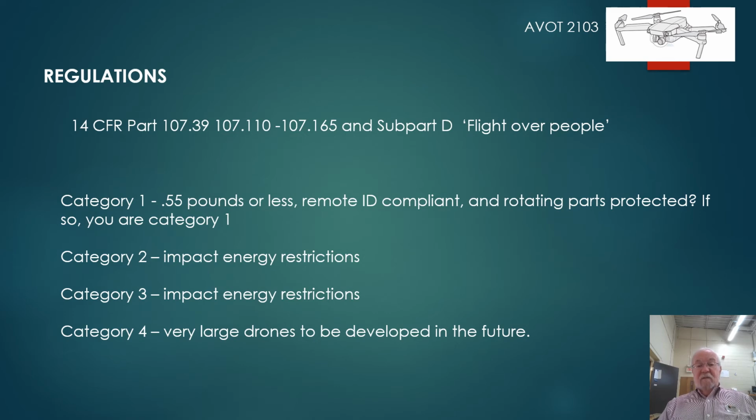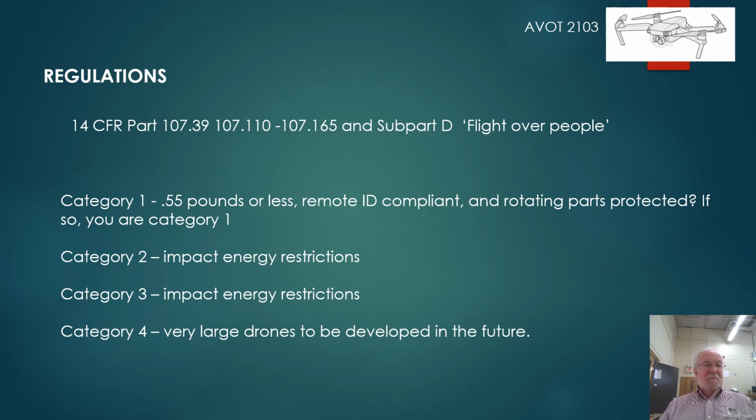Are you today? Well, you have a Mavic Mini, we'll just use that as an example. Mavic Mini, rotating parts protected. We do have the prop guards that we can put on it, but do we have remote ID? No. So we're not Category 1. Let's say we get remote ID. Could we be Category 1? All right, take your Mavic Mini, put the prop guards on it, take it over to the scale, weigh it. It weighs more than 0.55 pounds. Are we compliant? No. So taking your Mavic Mini and flying over people, nope, no can do.